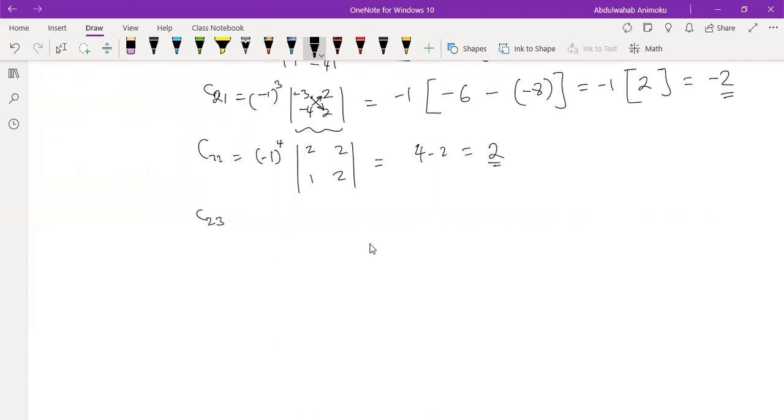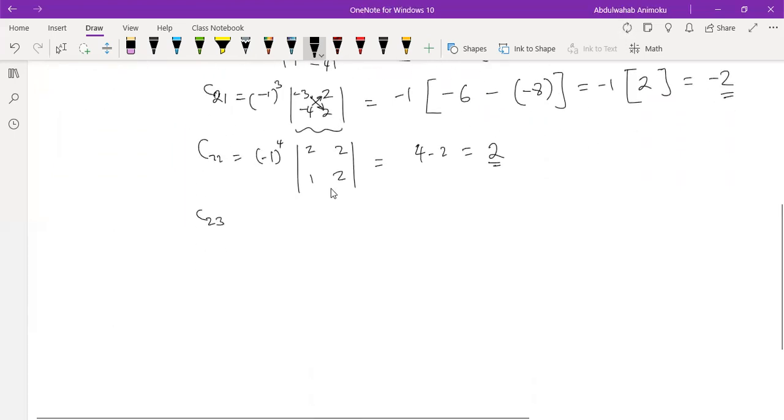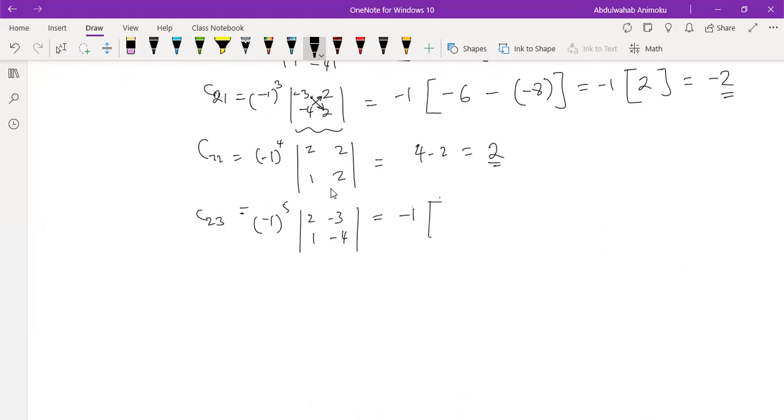Then C23. Let's look at that. So we are closing this and this. So that's 2, minus 3, 1, minus 4. And this is minus 1 raised to power 5. So what does this give us? This gives us minus 1 times, 2 times minus 4, that's minus 8, minus 3. So minus 8 plus 3, that's minus 5. So this gives us 5.